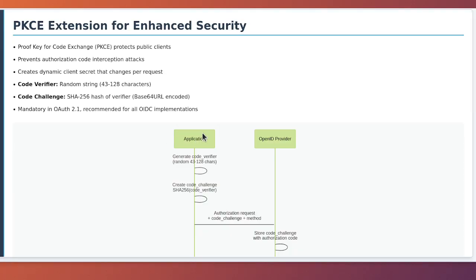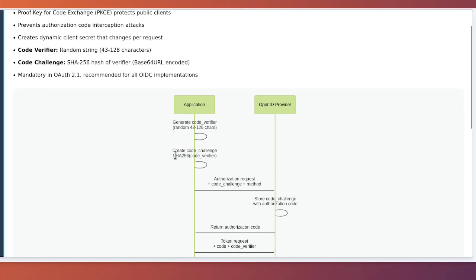PKCE addresses a fundamental vulnerability in the basic authorization code flow when used by applications that cannot securely authenticate with the OpenID provider. Specifically, it guards against authorization code interception attacks where malicious applications can steal authorization codes and exchange them for tokens. The PKCE mechanism introduces a dynamic client secret that changes with every authentication request, eliminating the need for a static client secret, which public clients cannot securely store. This dynamic secret is established through a challenge-response protocol using cryptographic techniques.